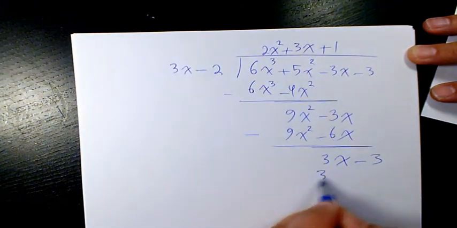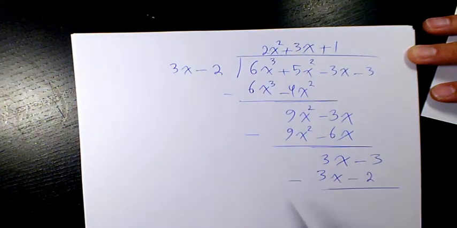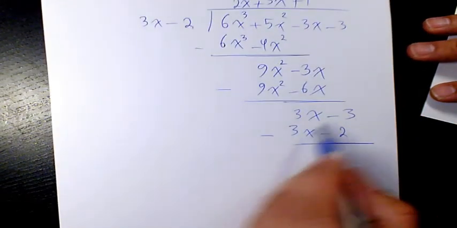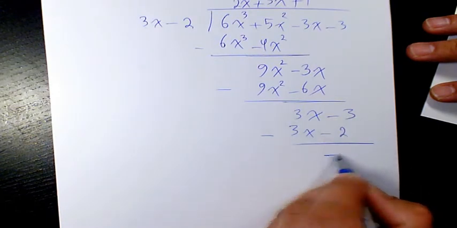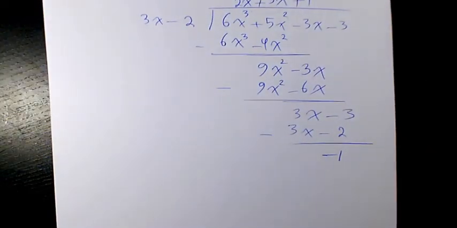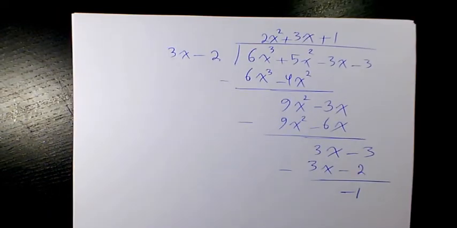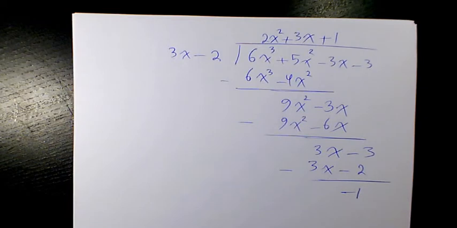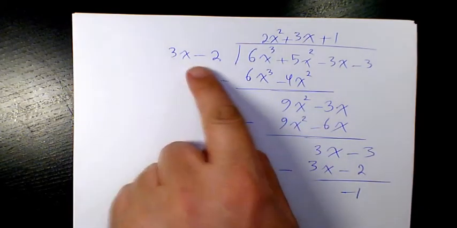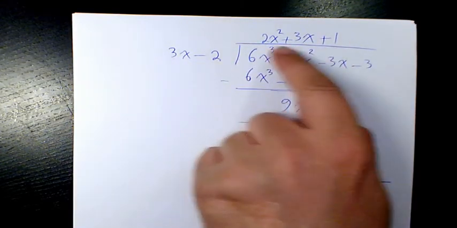1 times 3x minus 2. When you subtract them, negative 3 minus negative 2 is going to be negative 1. So as you saw here, the remainder was negative 1. And here, by doing long division, we figured out it's going to be negative 1 as well. But in this case, when you do the long division, we have the quotient as well.